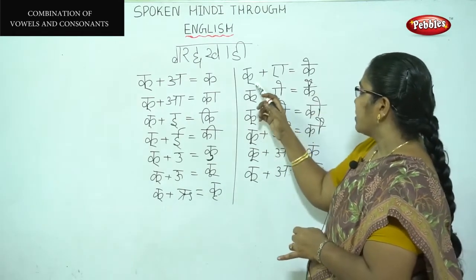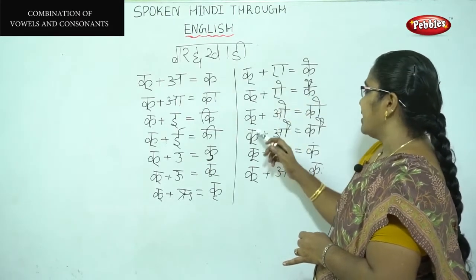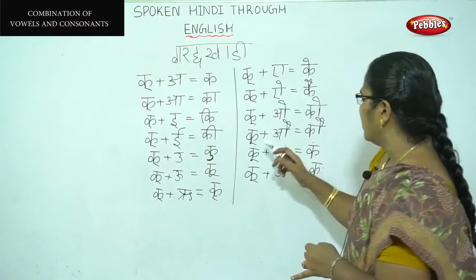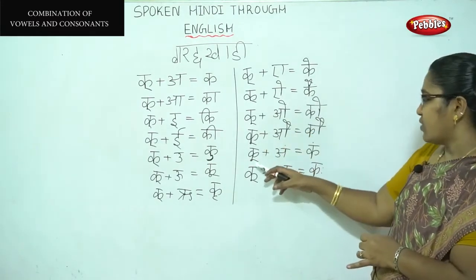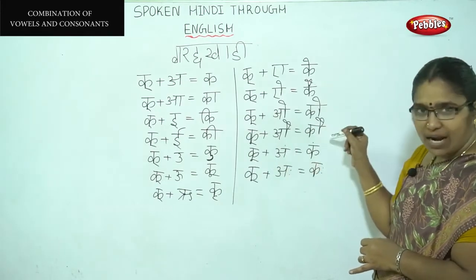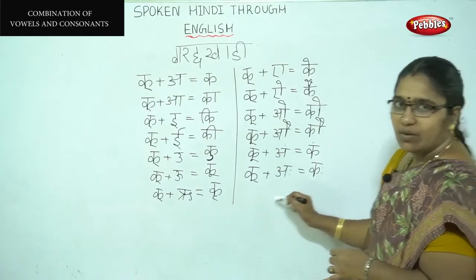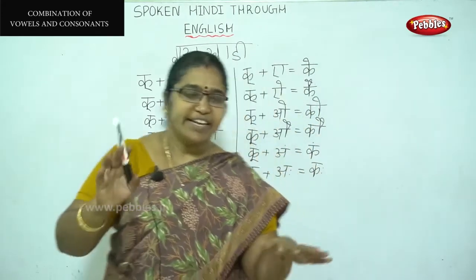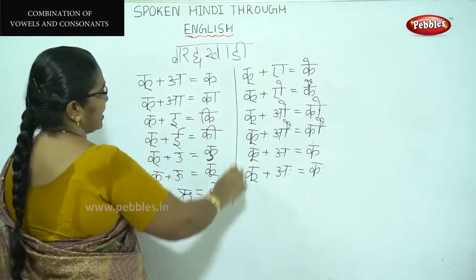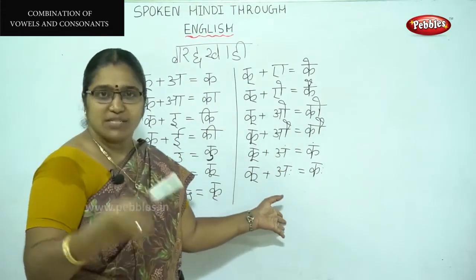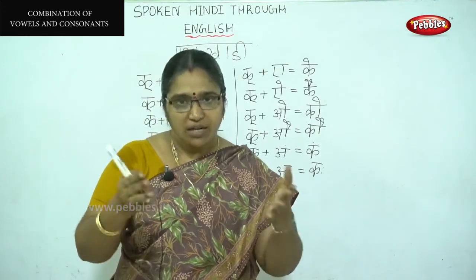Next one is ik plus e, ke. Ik plus ai, kai. Ik plus o, ko. Then ik plus au, kau. The next one is ik plus am, and ik plus ah, kah. We can use any vyanjans here and then pronounce like this. These are the combinations of vowels and consonants.